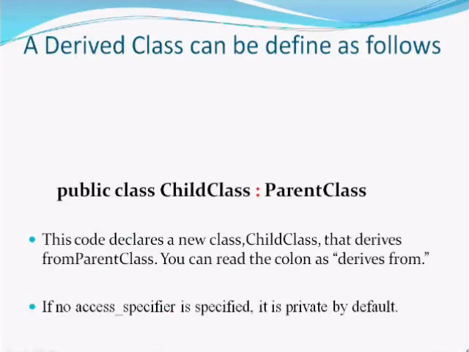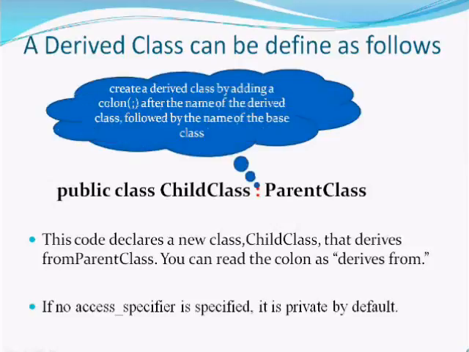A derived class can be defined as follows. Create a derived class by adding a colon after the name of the derived class followed by the name of the base class. This code declares a new class, child class, that derives from parent class. You can read the colon as derives from. If no access specifier is specified, it is private by default. The access specifier indicates whether the members of the base class are privately derived or publicly derived.